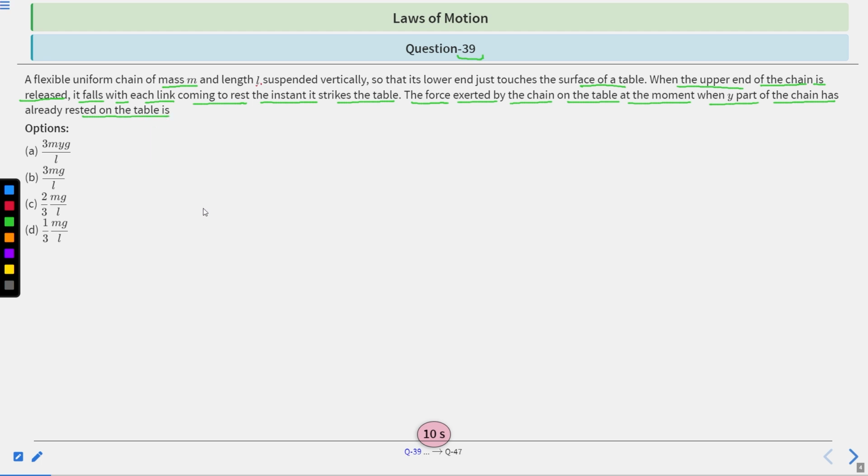So which option is correct? Option A is 3mygL divided by L, option B 3mg divided by L, option C 2mg divided by 3L, and option D one third mg by L. Which one is correct? You have 10 seconds to solve this question. After 10 seconds, we will provide the solution.